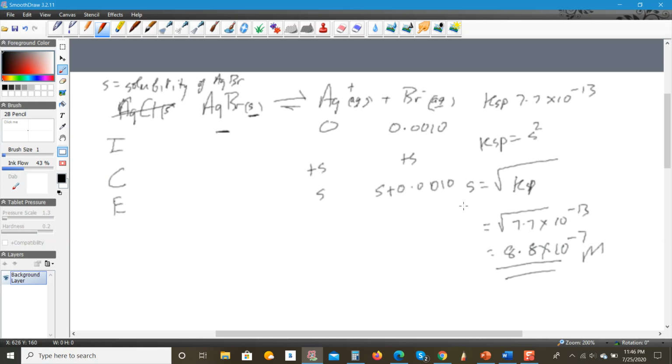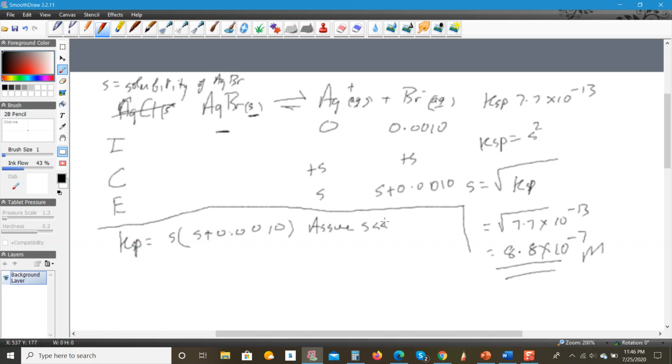So the Ksp expression, let me just create a line here so there's no confusion. The Ksp expression for this now would be S times S plus 0.0010. Now at this juncture, we can make an assumption. We can assume that S is so small compared to 0.0010 that this part here effectively becomes 0.0010, right? And that would be equal to the Ksp.